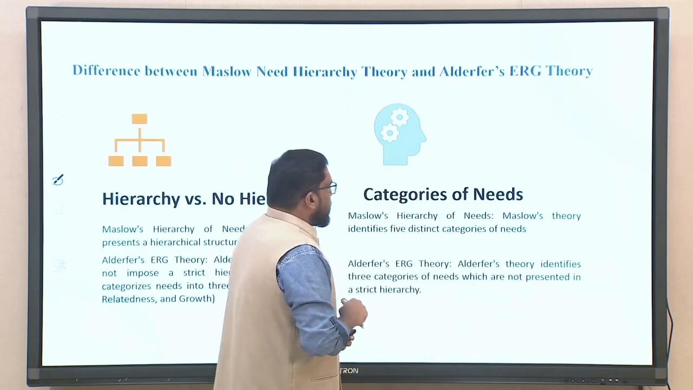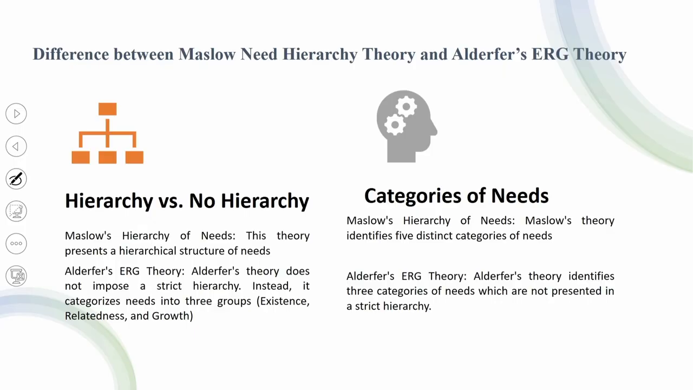Now let's look into some other differences, specifically with respect to hierarchy versus non-hierarchy. Maslow's hierarchy of needs presents a hierarchical structure, which I've already mentioned, whereas Alderfer's ERG theory is not a strict hierarchy.